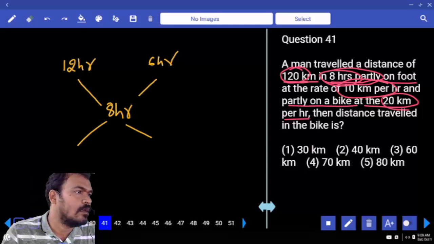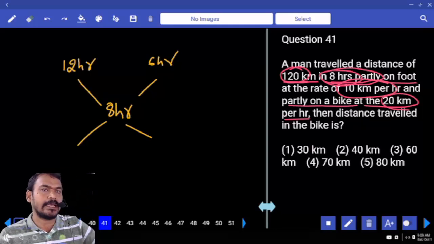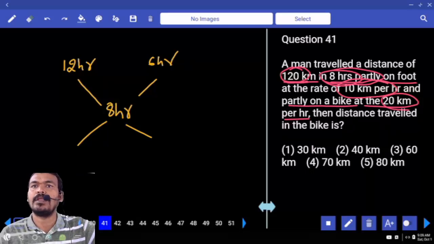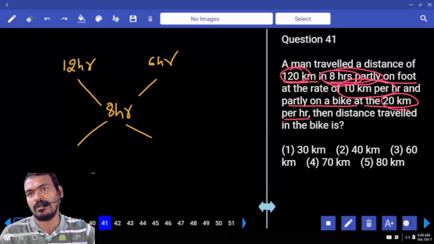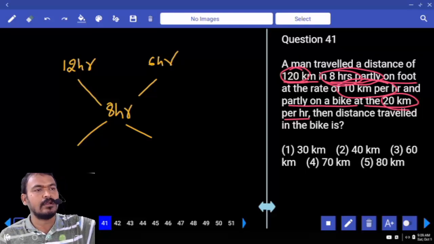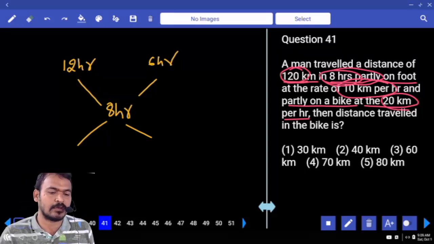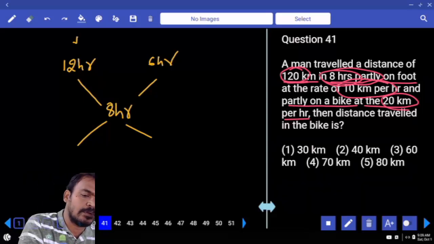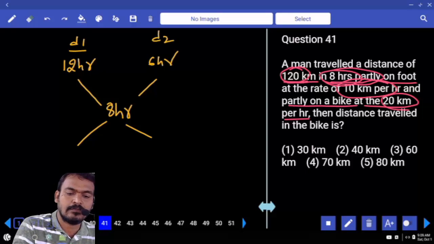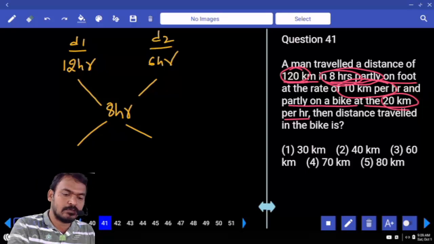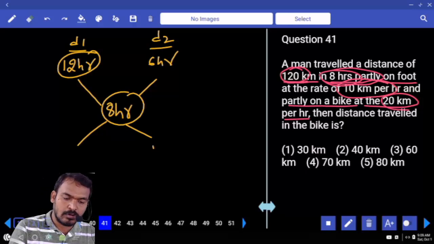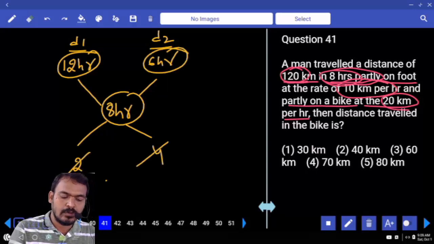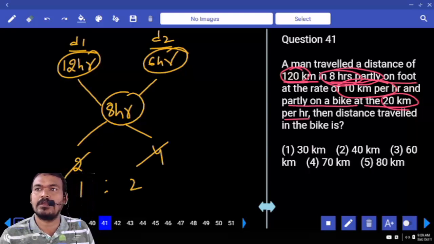By using alligation concept, what is the maximum time to cover the distance of 120 kilometers? 12 hours. Minimum time to cover the distance of 120 kilometers? 6 hours. What is the overall time? 8 hours. Solving these three values, we get the ratio between distance of first one and distance of second one. What is the difference between 12 and 8? 4. What is the difference between 8 and 6? 2. What is the ratio? 1:2 or not? Distance ratio 1:2.